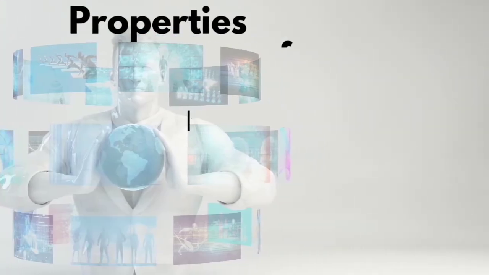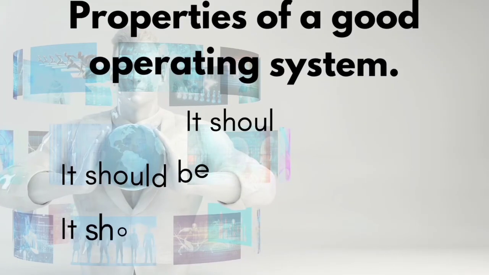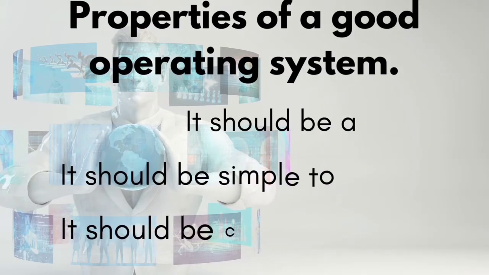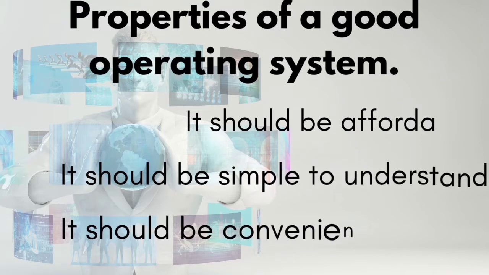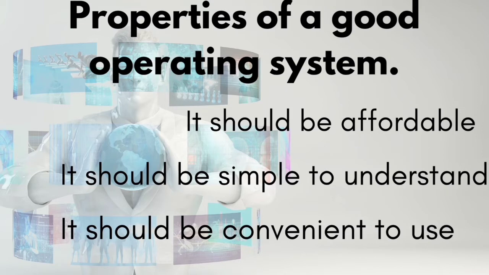Now let's look at the properties of an operating system. A good operating system is expected to have the following properties: it should be affordable, it should be simple to understand, it should be changeable over time, and it must be convenient to use. These are the properties of an operating system.